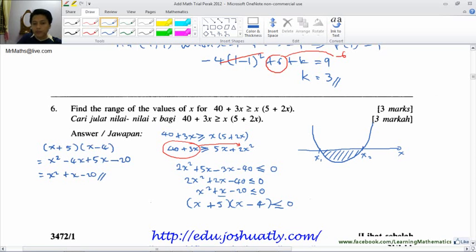Okay, so now we know that x1 is actually this value here, right? x1 is minus 5, but that's the root of the equation. And this is 4. So now we know the range of x is this range, which is between 4 and minus 5 inclusive. There you have it.